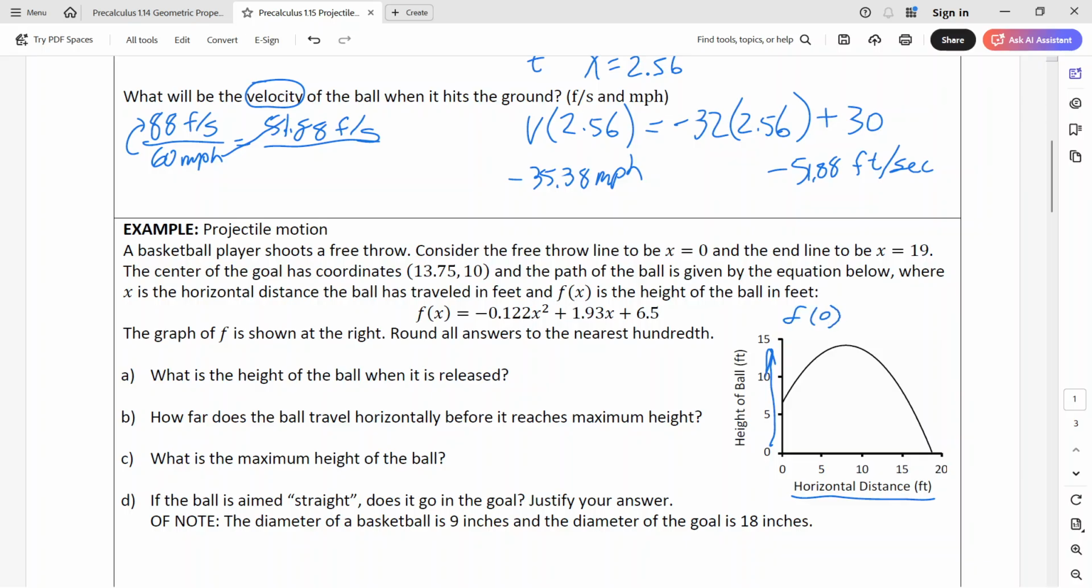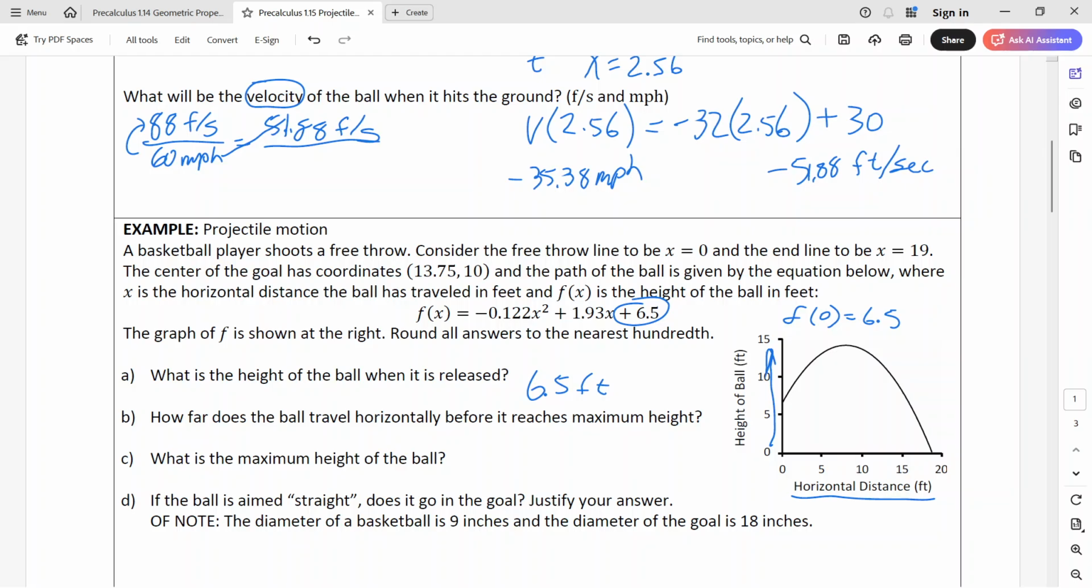Now, one of the things that you might notice about this real quickly is that f of 0 is equal to 6.5. That's that thing where the constant always tells you the y-intercept. That simply represents the release point of the basketball during the free throw. So, what is the height of the ball when it's released? 6.5 feet.